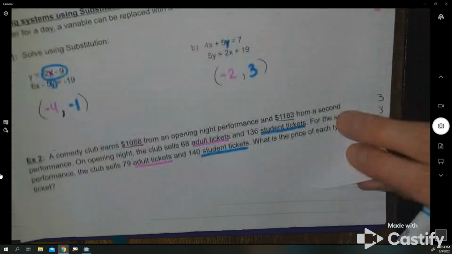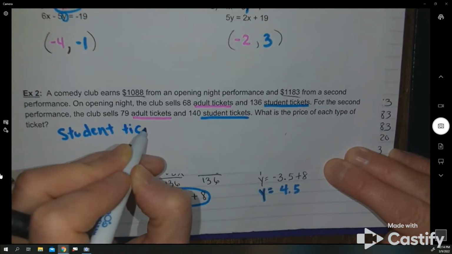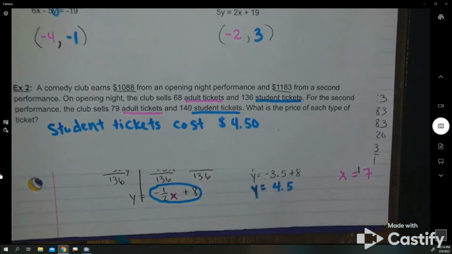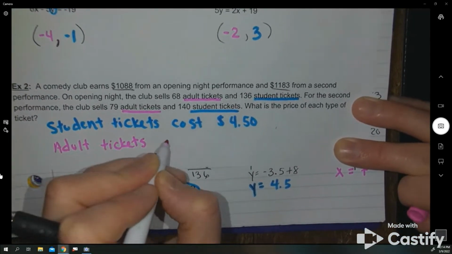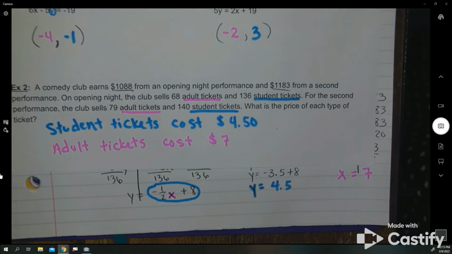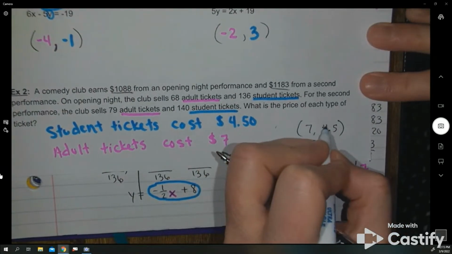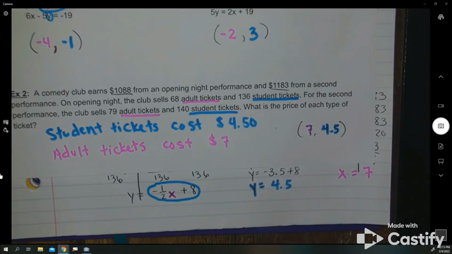So what this means is that student tickets, remember student tickets were the y value. So student tickets cost $4.50, and adult tickets, those were the x values. Adult tickets cost $7. So yes, it's the ordered pair (7, 4.5), like that. But when we're talking about this information that we were given, if we want to interpret what that point means, it means that the adult tickets or the x-axis are $7 and the student tickets or the y-axis are $4.50.